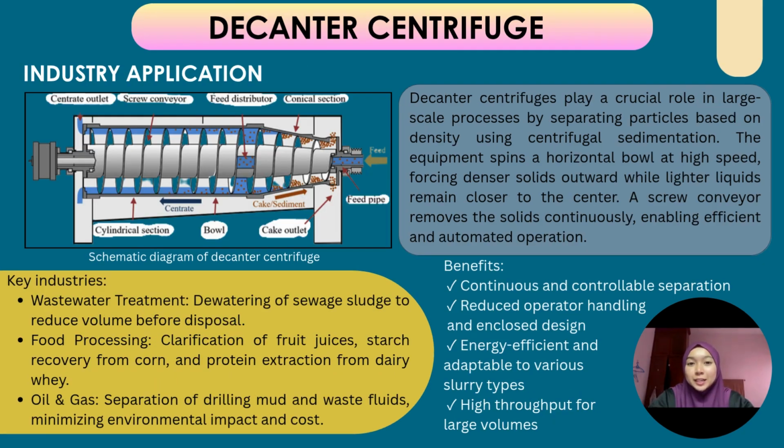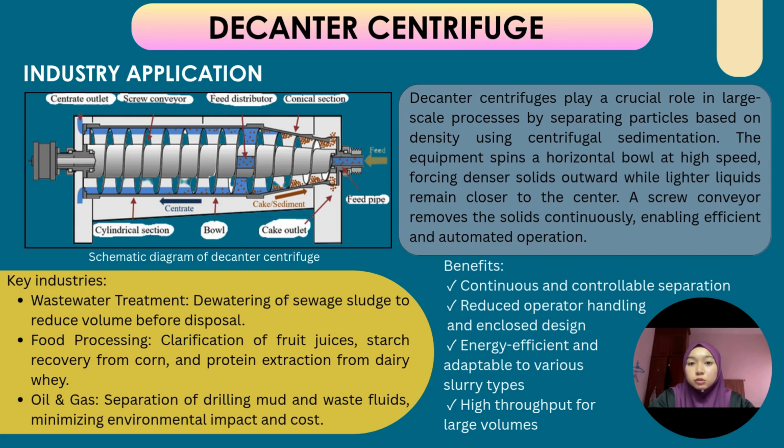Let's begin with the industrial applications of the decanter centrifuge. These machines are highly efficient for separating mixtures, especially slurries, by density using centrifugal sedimentation. When the bowl spins at high speed, much faster than gravity alone, solid particles, being denser, move outward and form a layer along the bowl wall.